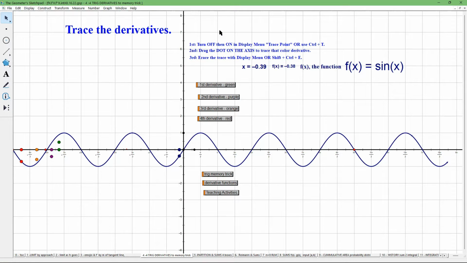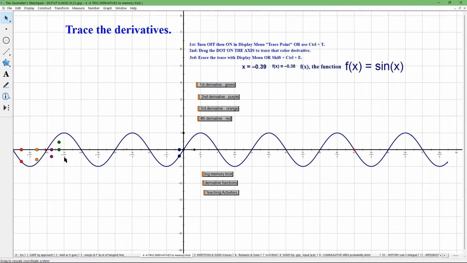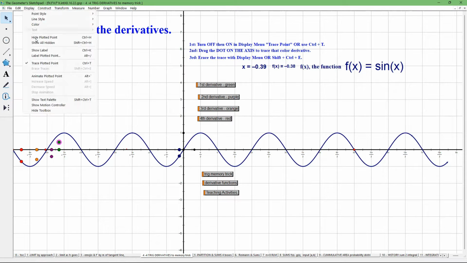I have put instructions right on the page because I forget how to do it, and I think it's perfectly legal. You'll find that on all my spreadsheets. Okay, it says turn off, then on. In the display menu, trace. So I'm going to go to display. Okay, trace is turned off. I'm going to hit this point green. Display, trace. We're ready to go.